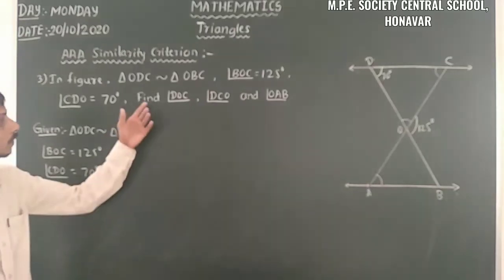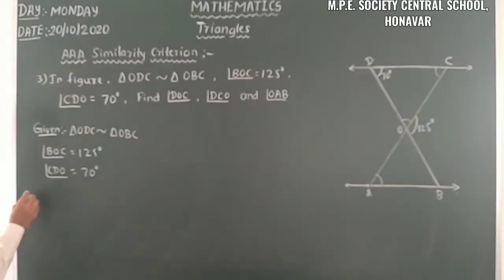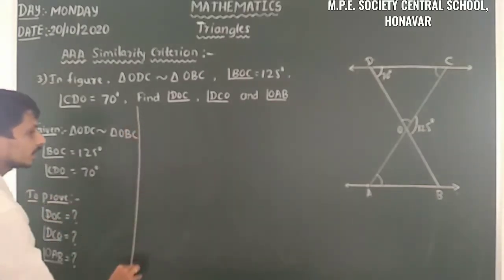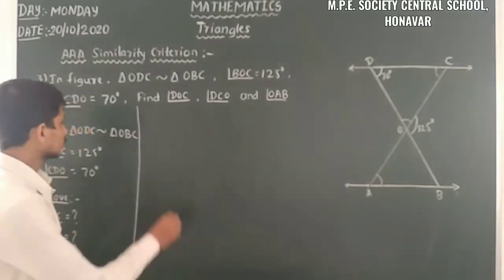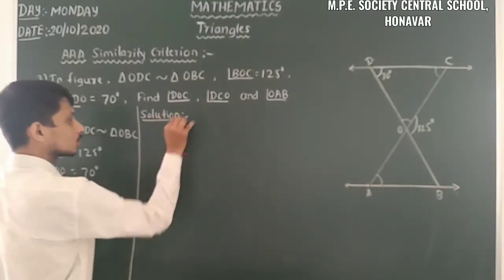Then what do I have to do? We have to find angle DOC, angle DCO and angle OAB. To prove: angle DOC is equal to question mark, angle DCO is equal to question mark, and angle OAB is equal to question mark. We have to find those. Yes, let us find them one by one. So, solution.